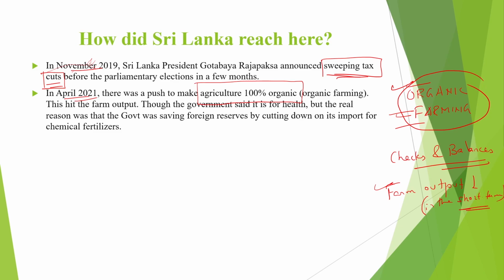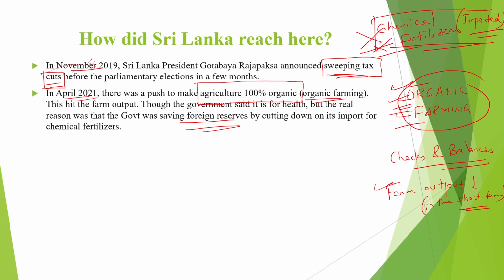Next, also what has now been found is that this push for organic farming was not really from an environmental perspective, but rather Sri Lanka wanted to save foreign reserves. What do I mean by this? Traditionally, Sri Lanka has imported chemical fertilizers. Now since farming is 100% organic, there is no need to import chemical fertilizers. Now since there is no need to import them, what happens? Your foreign currency reserves are saved.